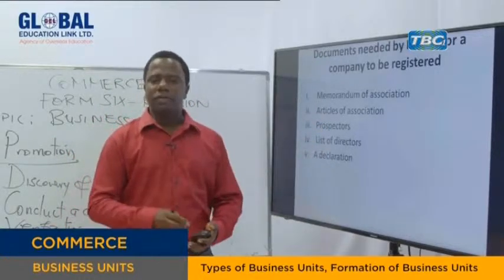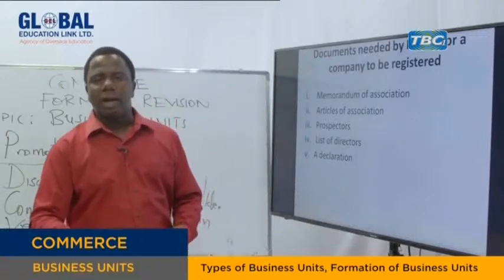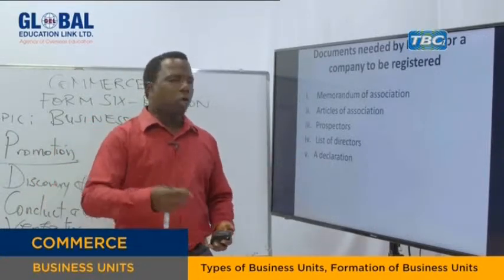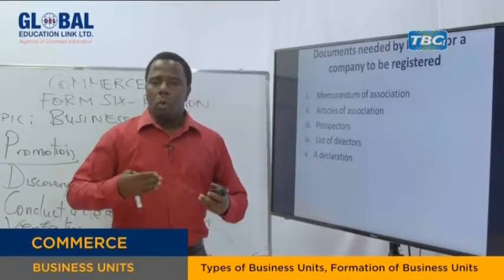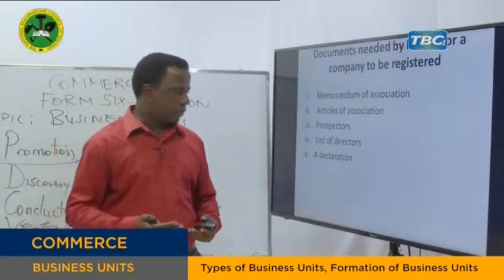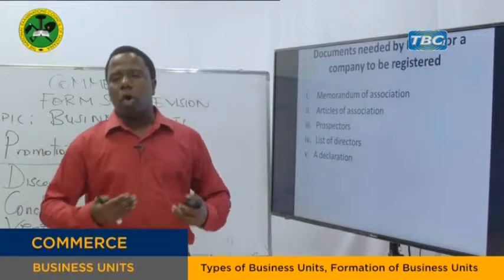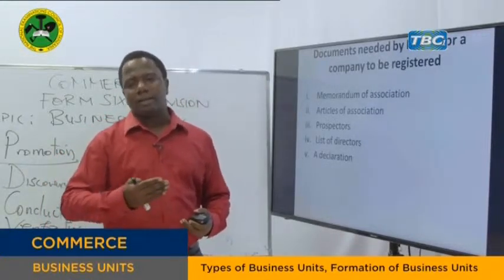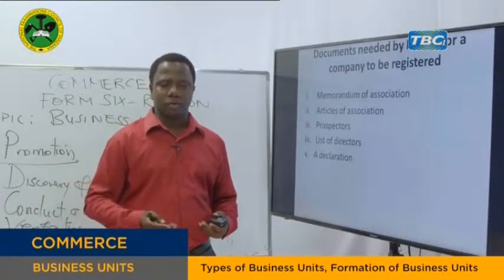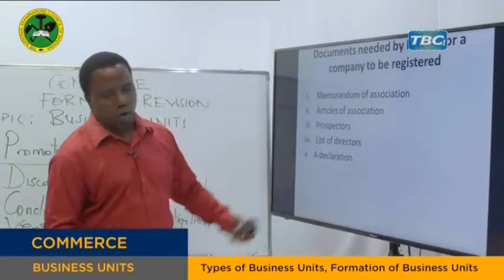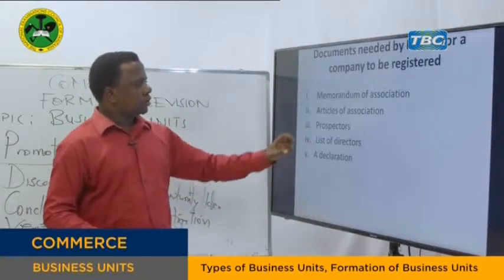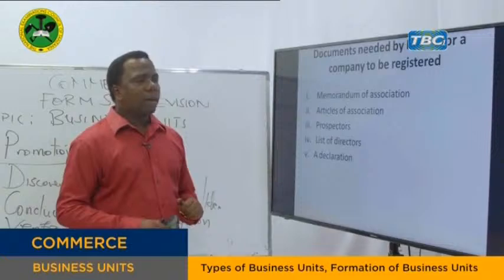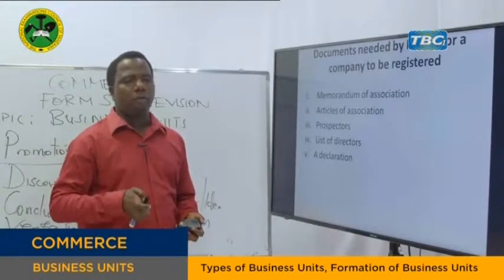Then the list of directors. This is a list where directors have been mentioned and they have signed in that document, but also a declaration whereby different members have to show their commitment, to show that they are committed to that company and they are serious with the company. So they have to sign such a document. So my dear students, these are documents which are needed by BRELA for registration of a company.